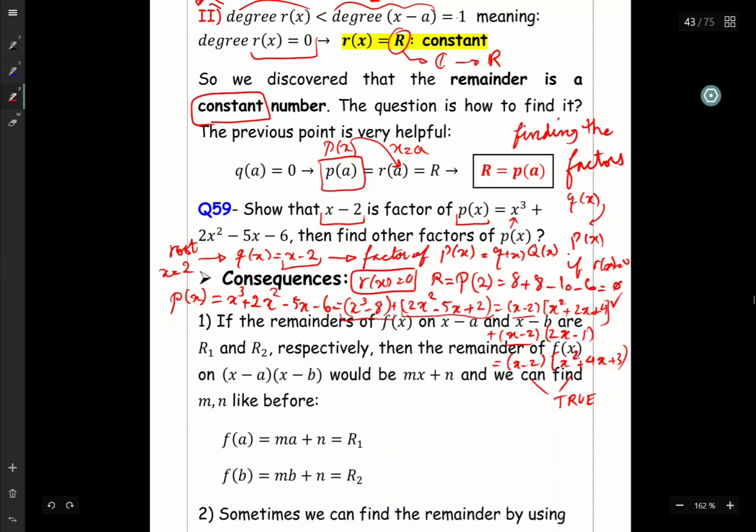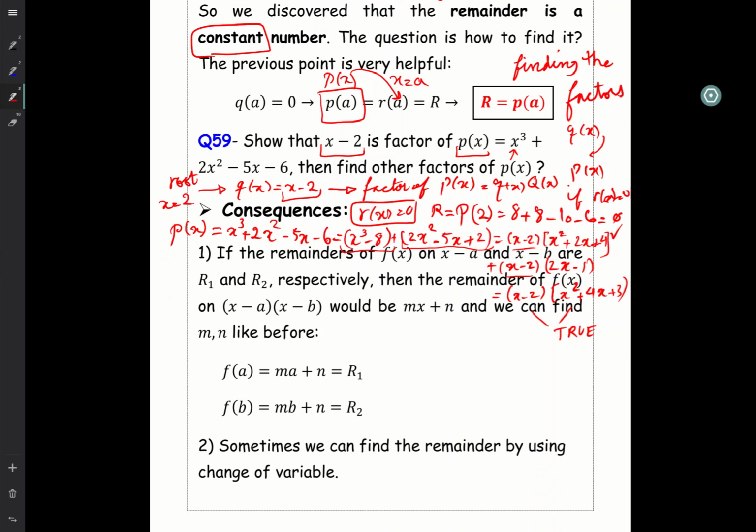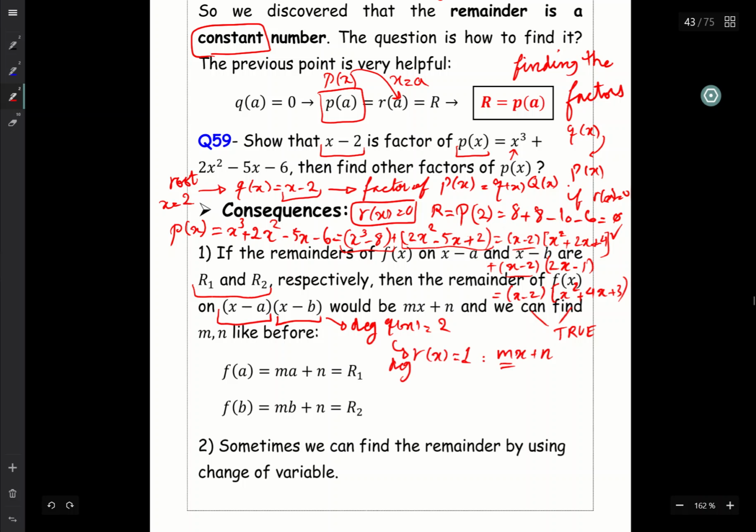3x minus 8x gives me minus 5x, and minus 2 times 3 gives me minus 6, okay? So what are the consequences of the fact that we know how to find a constant remainder? If the remainder of f of x on x minus a and x minus b are r1 and r2, and they have to be constant, then the remainder of f of x on x minus a times x minus b. Now the degree of q of x, what is it? It's 2. So the remainder r of x should have a degree of 1, right? So it should be in the form of m times x plus n. Two unknowns.